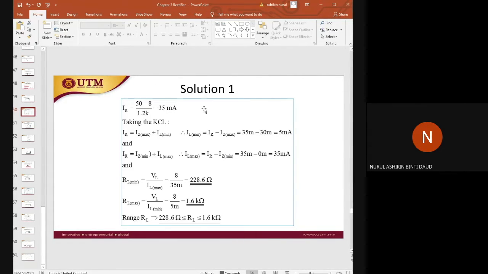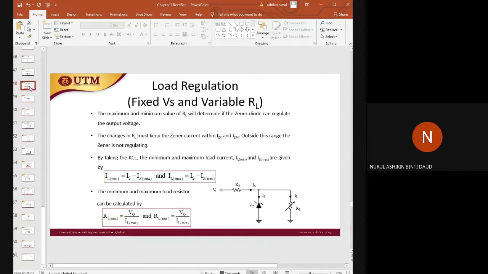I just remembered what I forgot to put. So I will give again later on your e-learning. Okay, check your e-learning again after this. I will include the solution for the question example, fixed VS and variable RL.